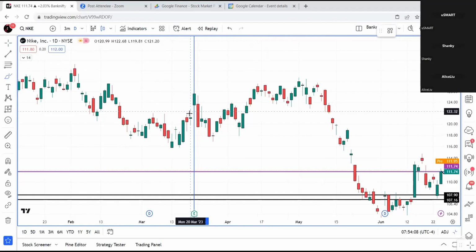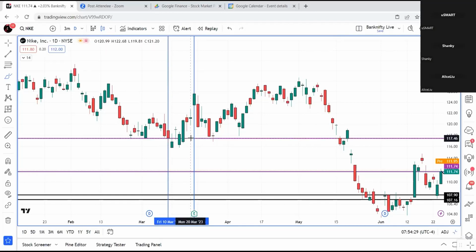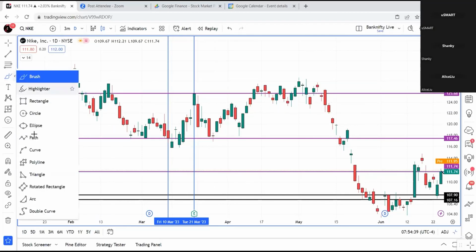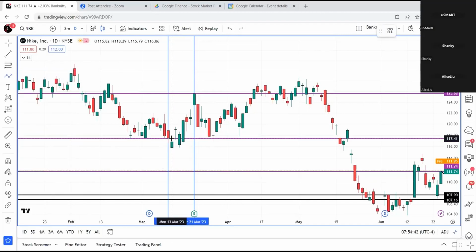This is your day number 1, day number 2, day number 3, day number 4, 5, 6, 7. Got it? So here you can see that this was your day 7 and Nike was at the bottom, that is 117.46. It jumped to this point. Got it? So see the difference of the jump. So here it started 7 days prior. It jumped to this level.